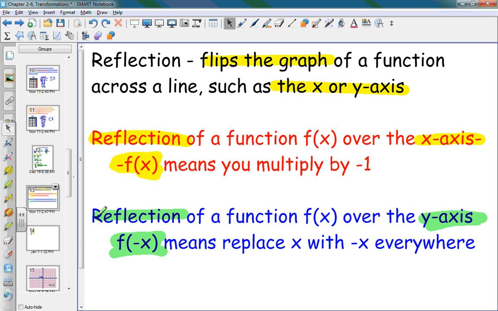Now, 13 and 14, watch very carefully, read the directions that want you to come up with the transformations. 15 through 18 we'll talk about tomorrow.